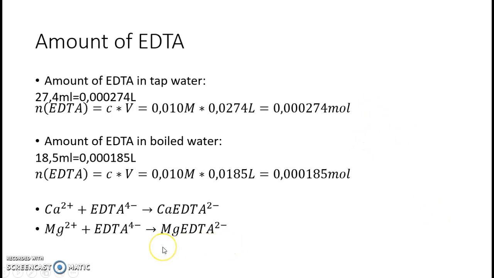Down here you can see the reaction schemes, both with calcium and magnesium. The calcium 2+ ions react with the EDTA 4- ions, and we then have calcium EDTA 2-, and the same with magnesium. Magnesium 2+ ions react with the EDTA 4- ions, and we then get magnesium EDTA 2-.